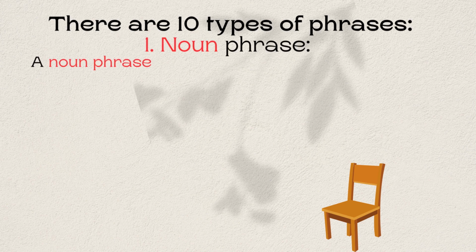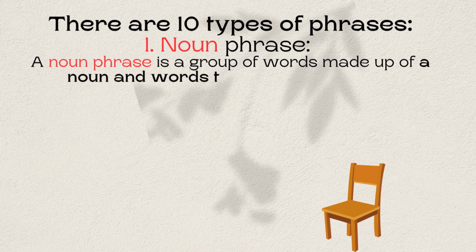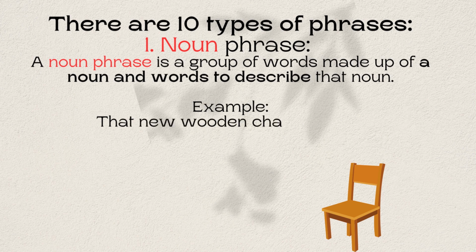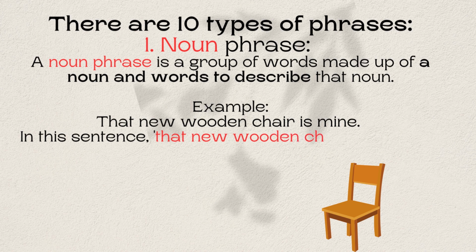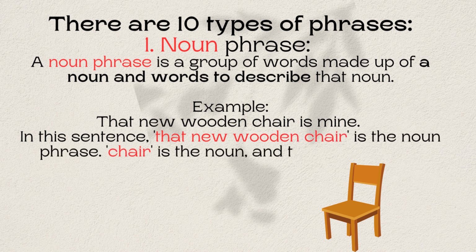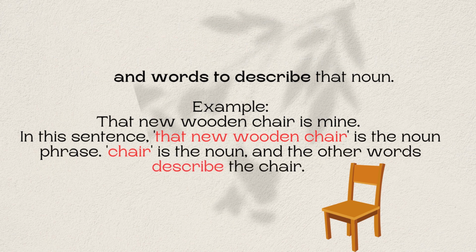First, noun phrase. A noun phrase is a group of words made up of a noun and words to describe that noun. For example, that new wooden chair is mine. In this sentence, that new wooden chair is a noun phrase. Chair is the noun, and the other words describe the chair.